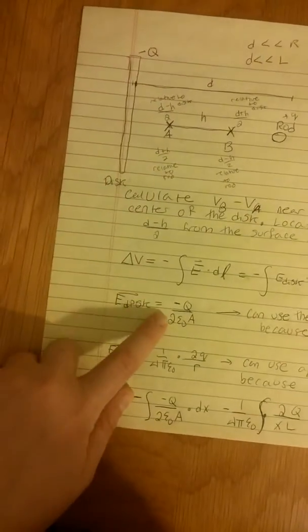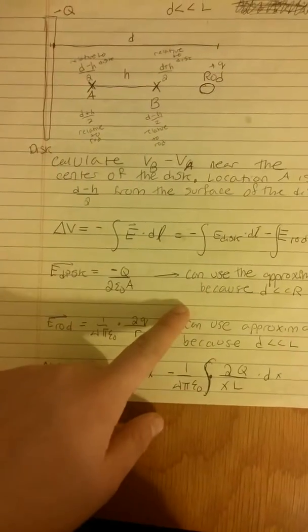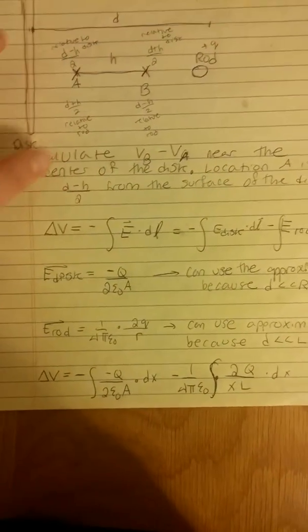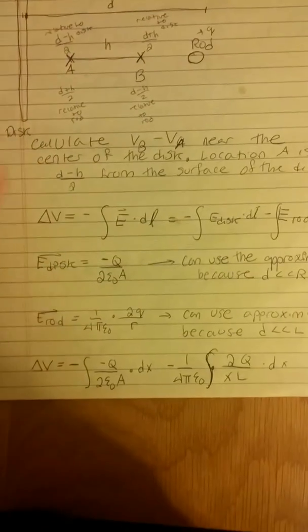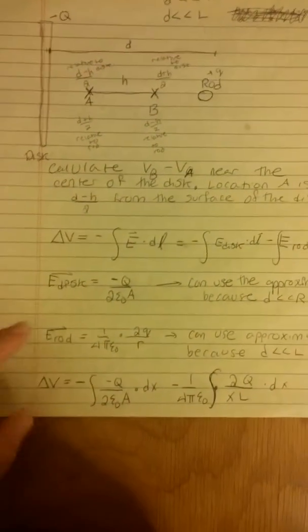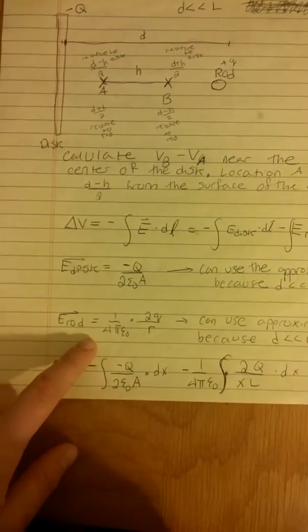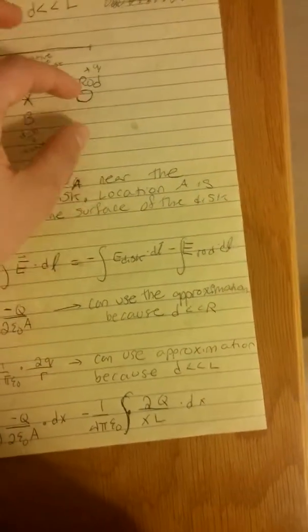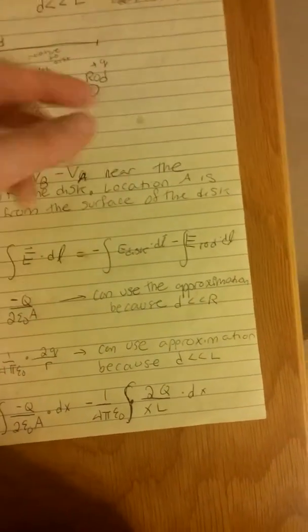The electric field of a disc is half that of a capacitor, and we can use the approximation because the distance d is a lot smaller than the radius of the disc. Then we have to do the electric field of the rod, which we can also approximate because the problem said the distance here is a lot less than the rod's length. And in this case, the rod goes into the page or out of the page.